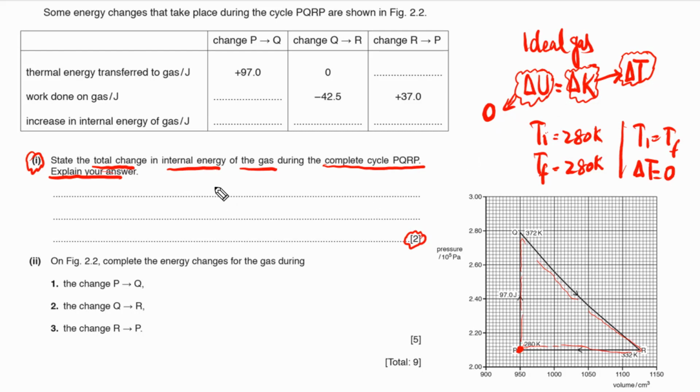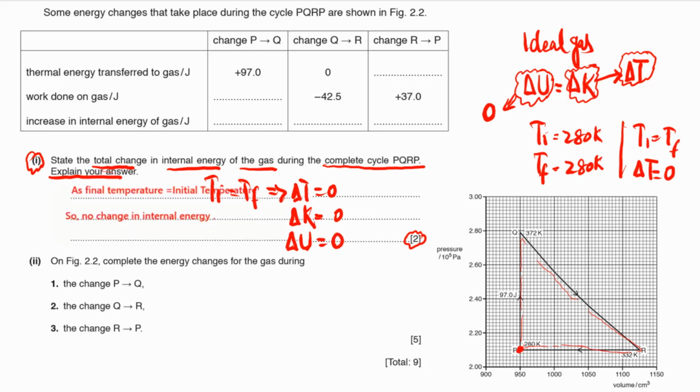So we can say that Ti is equal to Tf. So there is no change in temperature. When there is no change in temperature, it means there is no change in kinetic energy. So finally we can say there is no change in internal energy. Here is the answer. You can also write your answer like this: as final temperature is equal to initial temperature, there is no change in internal energy.